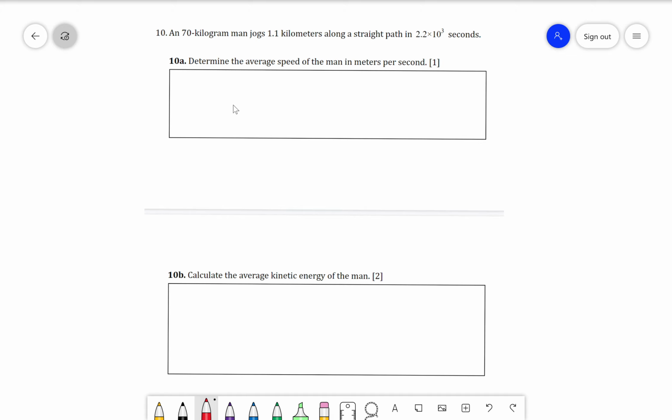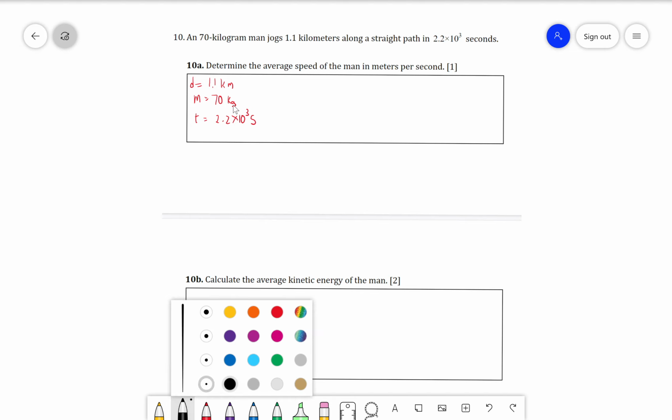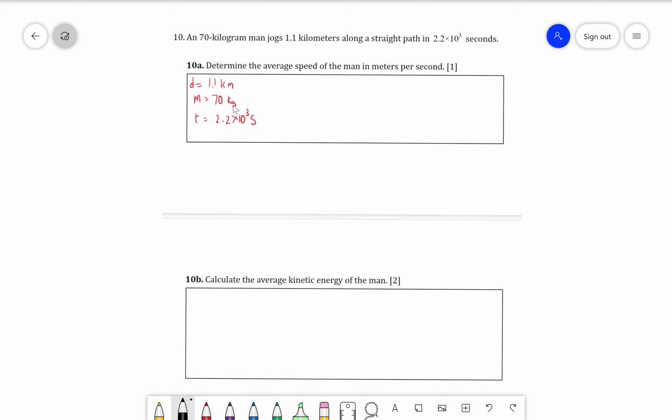Okay, so we know the distance traveled is 1.1 kilometers. We know that the mass is 70 kilograms. And we know that the time is 2.2 times 10 to the third seconds. Now, before we can even get started, you have to remember that we never talk about kilometers. We always deal with meters.